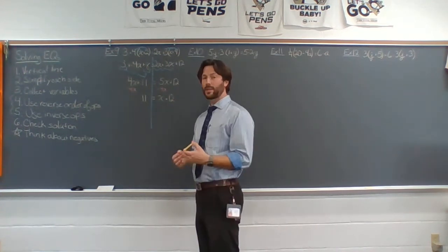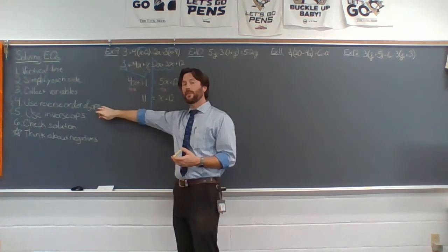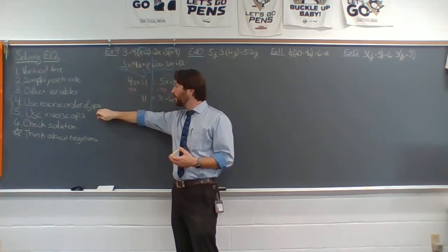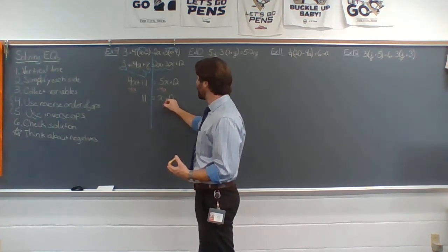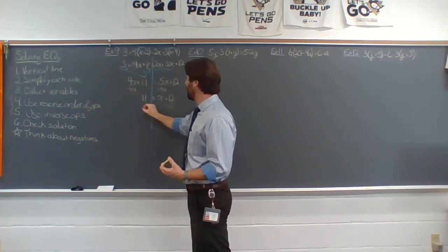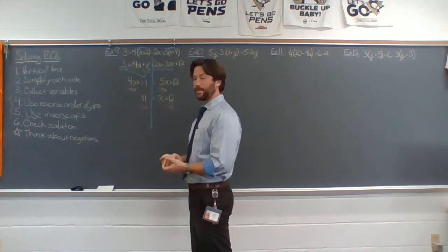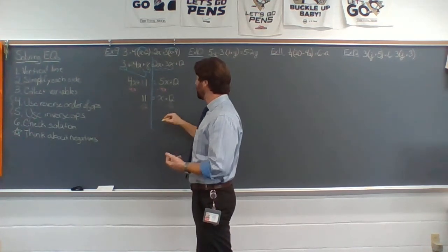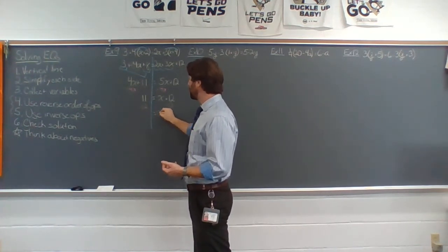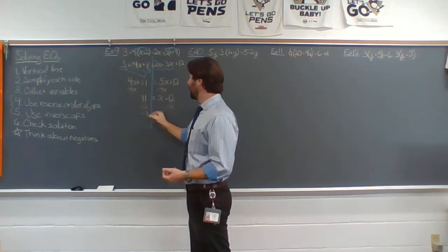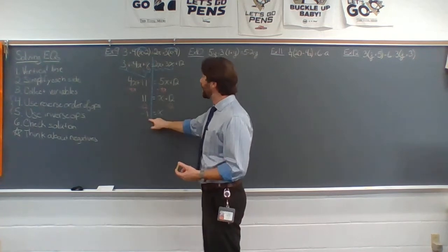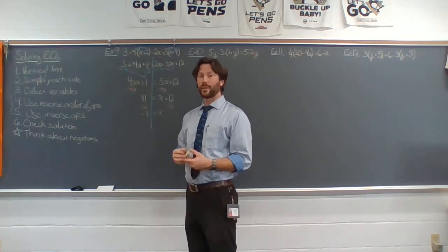Once we've got all our x's on the same side, now we'll use inverse operations and reverse order of operations to get that variable by itself. So they're adding 12, we'll subtract 12 from both sides of the equation. 12 minus 12 is 0, so I have x plus 0, or just x. 11 minus 12 is negative 1. Take that negative 1, sub it back into the original, and make sure that it works.